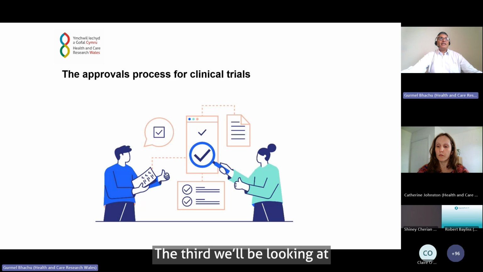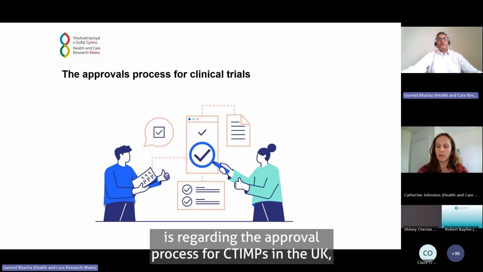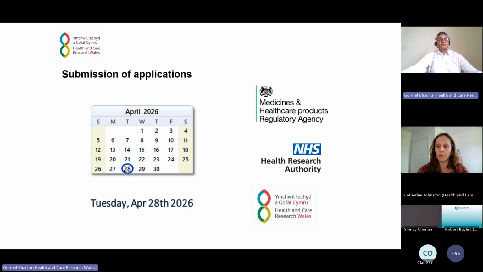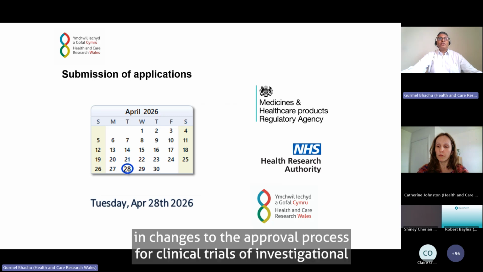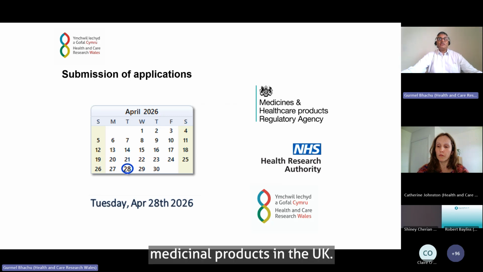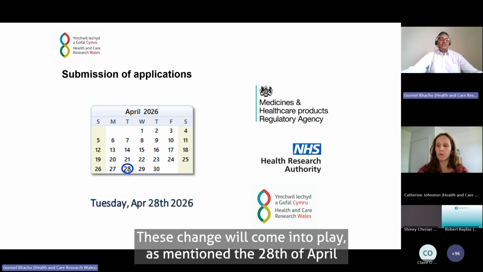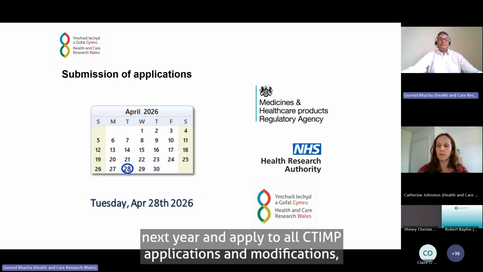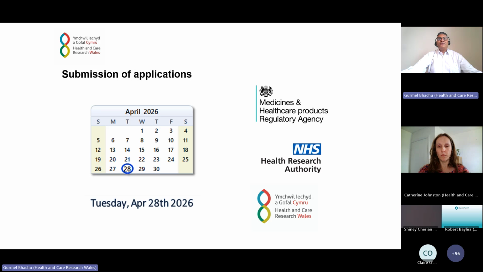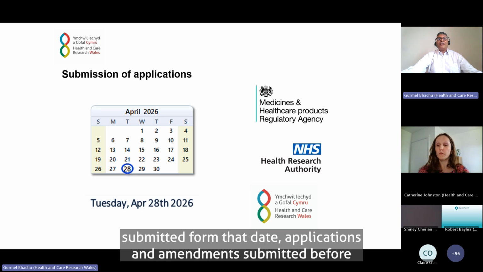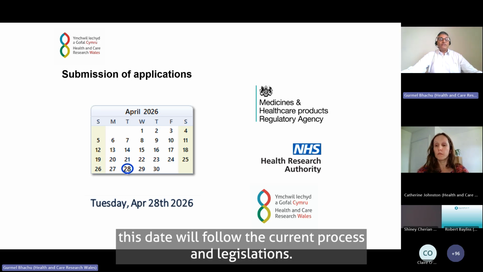The third we'll be looking at is regarding the approval process for CTIMPs in the UK. New clinical trial regulations will result in changes to the approval process for clinical trials of investigational medicinal products in the UK. These changes will come into play, as mentioned, on the 28th of April next year and apply to all CTIMP applications and modifications, as Kat mentioned, previously known as amendments, submitted from that date. Applications and amendments submitted before this date will follow the current process and legislations.